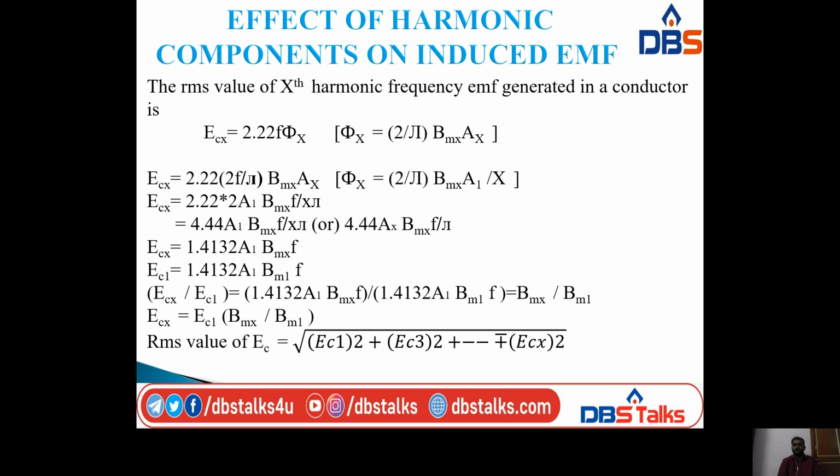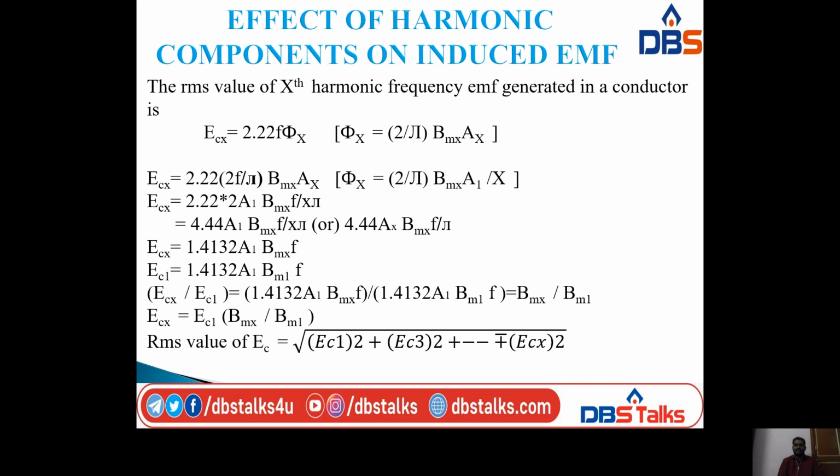So here phi x is equal to 2 by pi into bmx into ax. Substitute this equation into this one. So we will have ECx is equal to 2.22 into, in phi x place I am substituting 2 by pi bmx into ax into f. From this one I am writing ax is equal to a1 by x, and substitute here, that is ECx is equal to 2.22 into 2 into a1 into bmx f by x pi. So from this one I am writing 4.44 into a1 bmx into f by x pi, or we will write 4.44 ax into bmx into f by pi. So this is the RMS value of x the harmonic frequency EMF generated in a conductor.